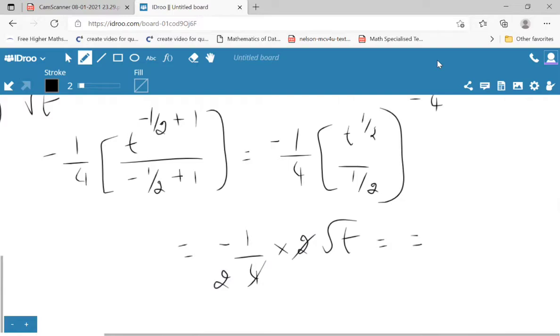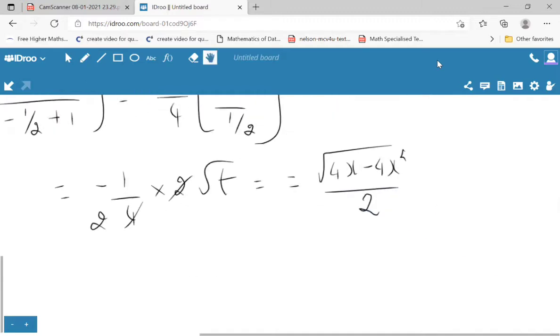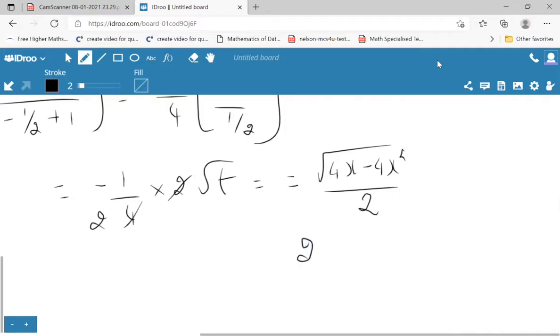Substituting back for t, you'll get root t. We took t as 4x minus 4x squared. So root of 4x minus 4x squared by 2, or we can even take 4 outside. Square root of 4 will become 2. So 2 root of x minus x squared by 2 plus c. So root of x minus x squared.